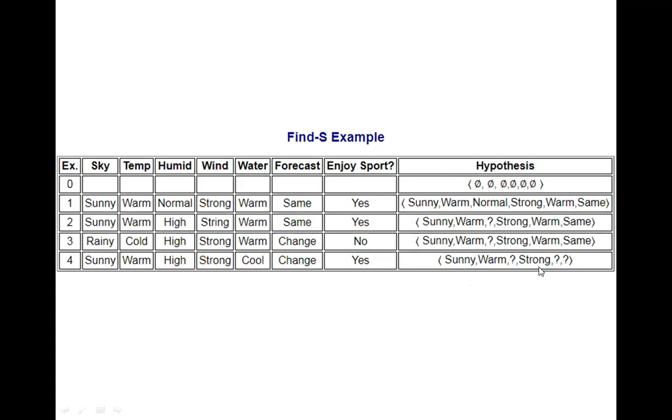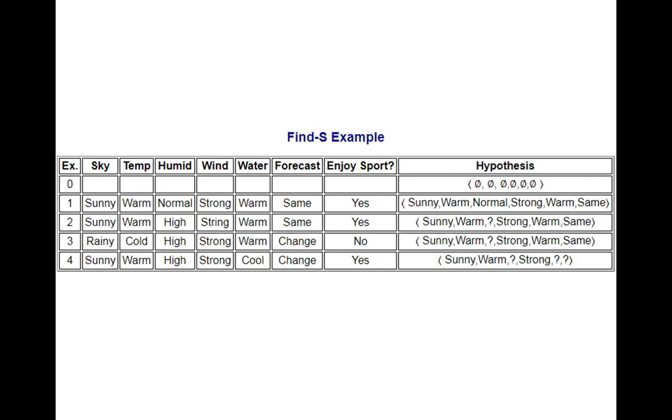When you see that hypothesis, what do you understand? I got one hypothesis for this given data set, and that hypothesis is saying if the sky is sunny, air temperature is warm, and humidity, a question mark is there. In the place of humidity, a question mark is there. That means humidity can be normal or high.